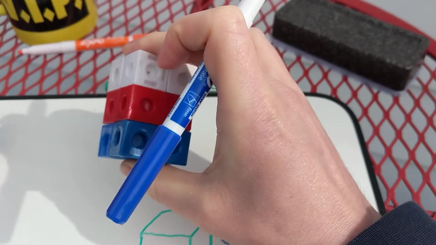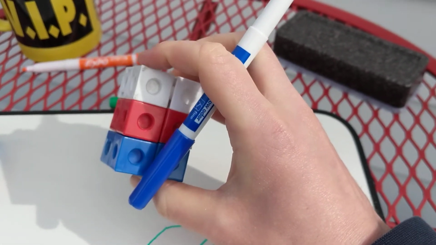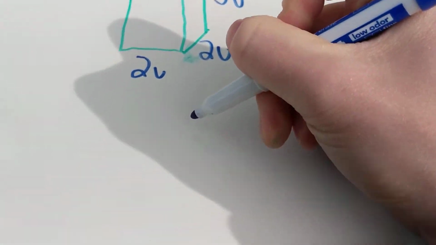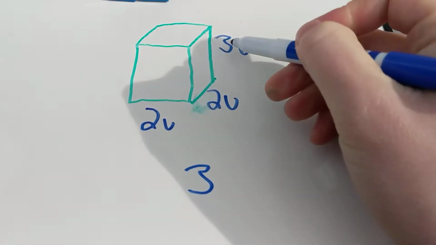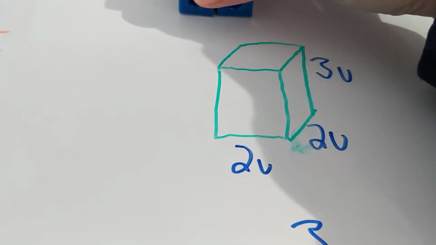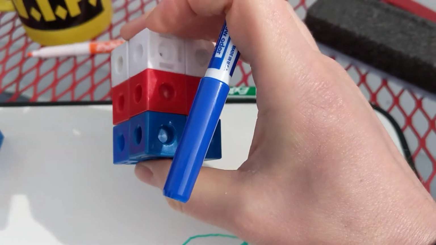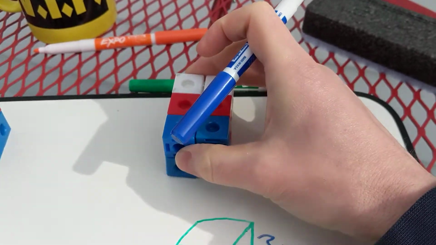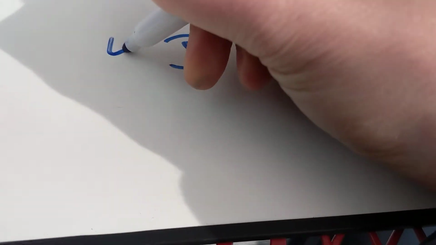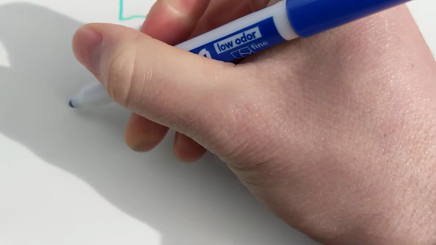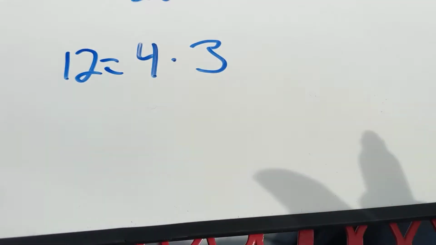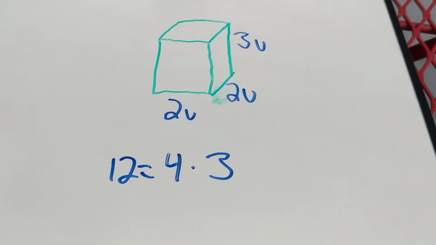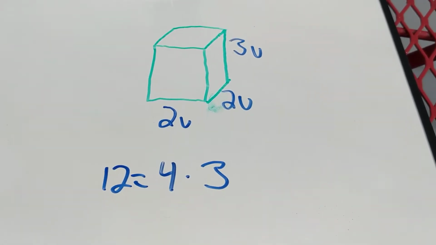This one here, I use different colors, so I see that I have 3 layers, which is the same as my height. Now each base, each layer contains 4 unit cubes. So my base is 4. So one way that I can show volume here is that 4 times 3 equals 12. That would be 12 cubic units.